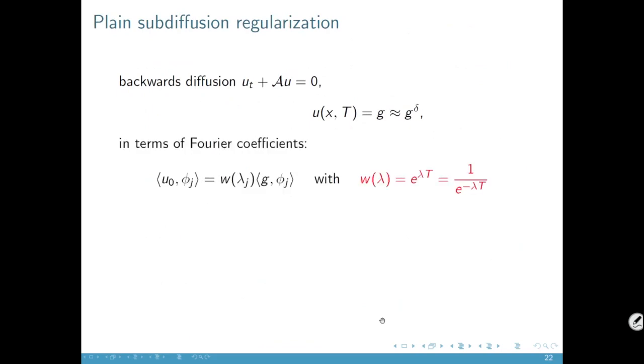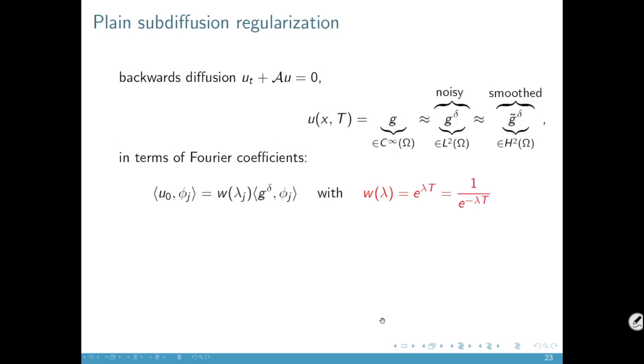Okay, first of all, we can write this in terms of amplification factors. These are these W of lambda j of the Fourier coefficient. So G is our measurement of the final time data. Actually, it will not be G itself. It will just be a noisy version of it. And so we have to take care of this in this coefficient as well. So the amplification factor for, first of all, no regularization will be the exponential one. And this is what we get if we insert noisy data.